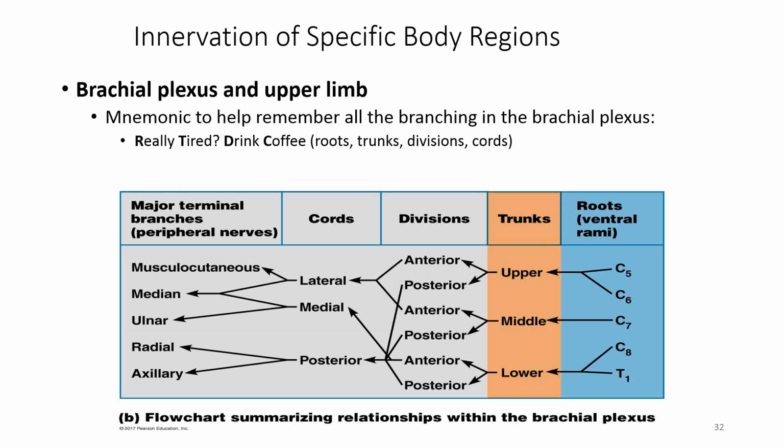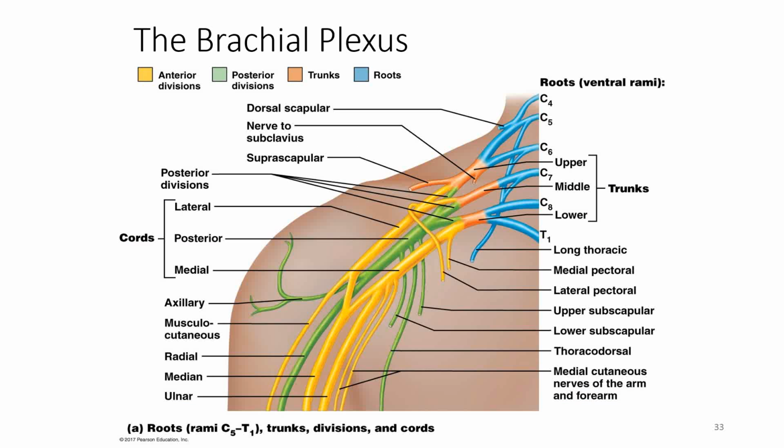So I left this in here because I liked the way that they organized this into like a textural pattern. So the brachial plexus in the upper limb, there's a mnemonic that you can remember the trunks, divisions, cords, and then terminal branches. And so the mnemonic for that is really tired, drink coffee. And so that, again, refers to the ventral roots, trunks, divisions, and then cords. Okay, and then from there, we're going to branch off into the major nerves, the actual nerves that supply the muscles and supply the sensory input for the upper arm.